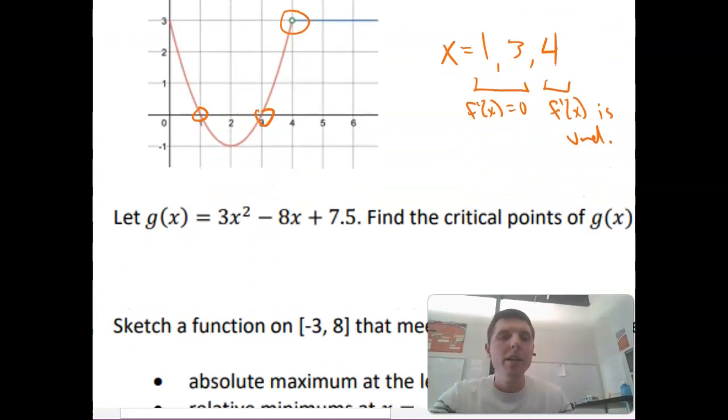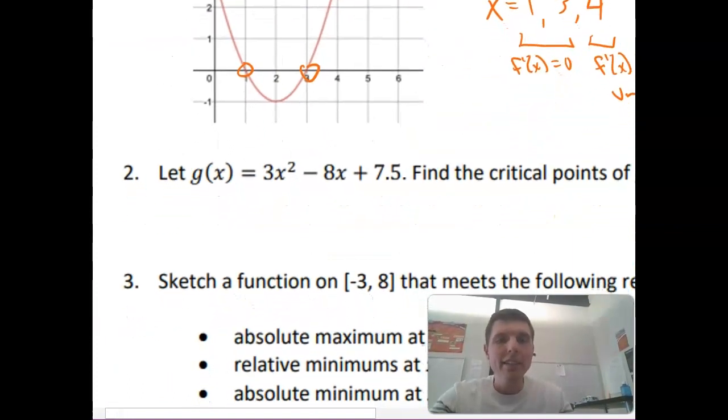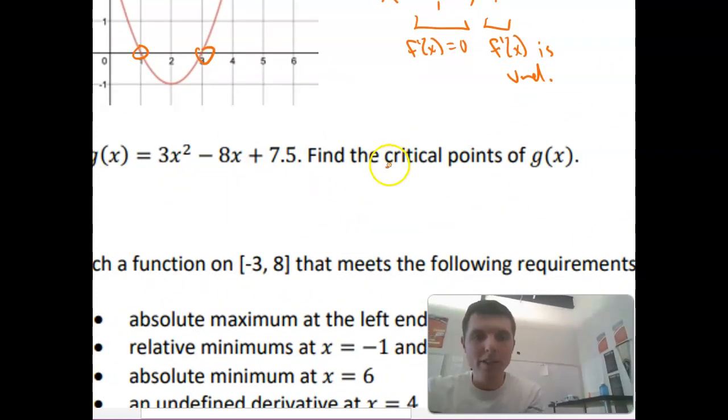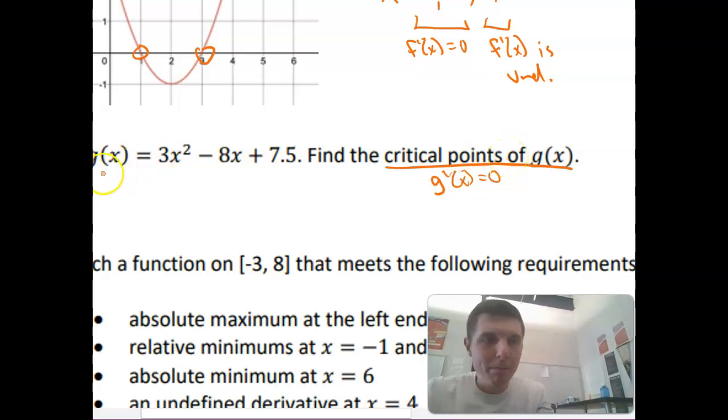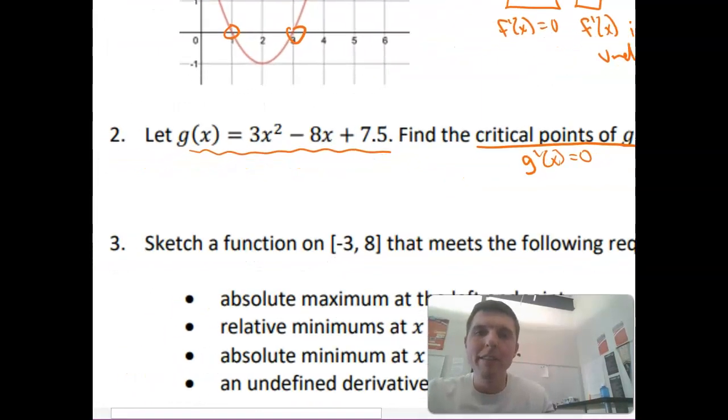Look at number 2. It says, here is g of x. Find the critical point of g of x. Critical points. When is g prime of x 0 or undefined? Since this is a polynomial, it's never going to be undefined. So we don't have to worry about the undefined part. We just have to worry about when is the derivative equal to 0.